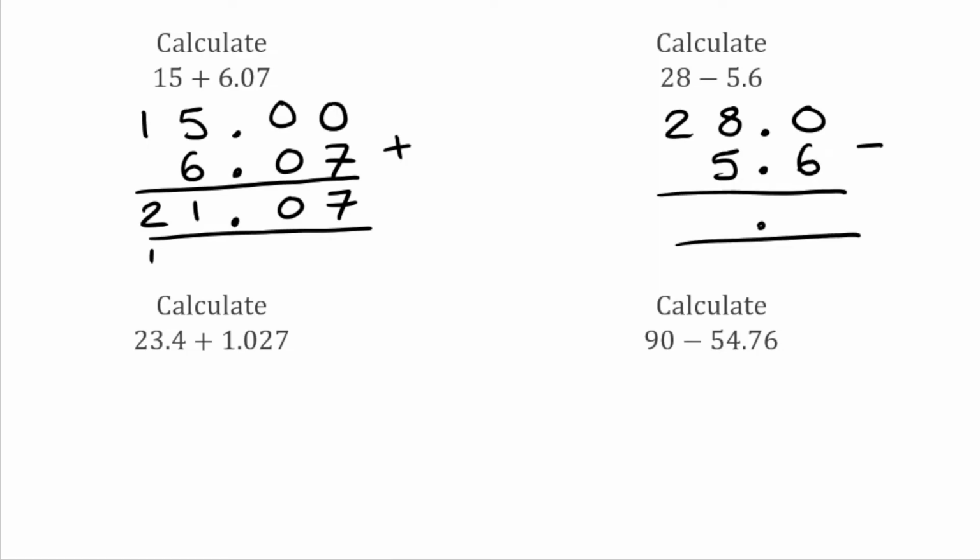As normal, we start from the right-hand side. We'd have 0 take away 6, which would give us a negative, so we're going to borrow 1 from the 8, which becomes 7, the 1 comes over, so now I've got 10 take away 6, which is 4. We then do 7 take away 5, which is 2, and then we've got 2 take away nothing, so that'll also be 2. So the answer to this one would be 22.4.